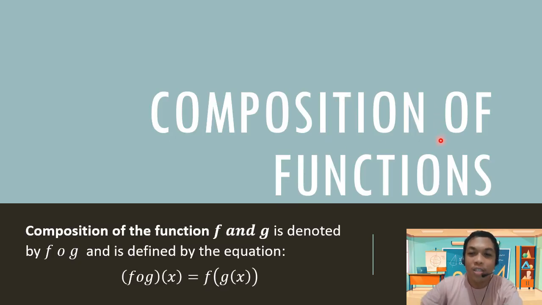Okay, for the composition of functions. So the composition of the functions f and g is denoted by f circle g. So ang basa po dyan ay not O but rather circle.